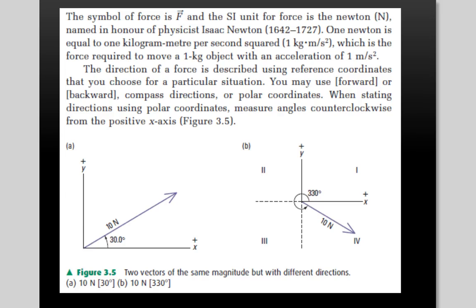The symbol of force is F with the bar on top of it, and the unit is the Newton, and the standard unit is kilogram meter per second squared. So make sure you're aware of that. One Newton is exactly 1 kilogram meter per second squared. What does that even mean? It's the force required to move a 1 kilogram object with an acceleration of 1 meter per second squared. That's 1 Newton.